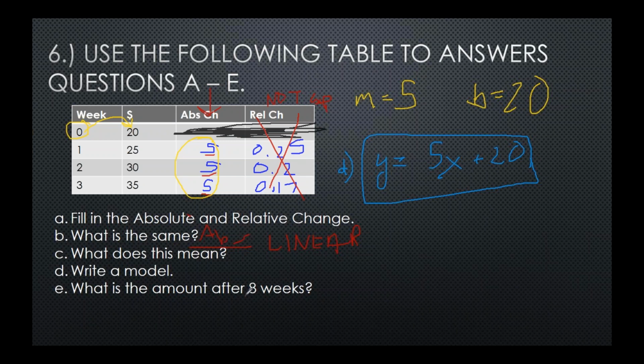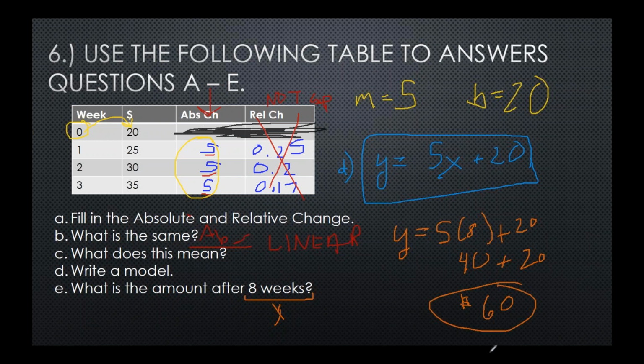And then the very last step, 8 weeks. Where does the 8 weeks go? In for x or y? X, exactly. X is the time. So I would say y equals 5 times 8 plus 20. So 40 plus 20 is 60. So in this case, my answer would be 60.